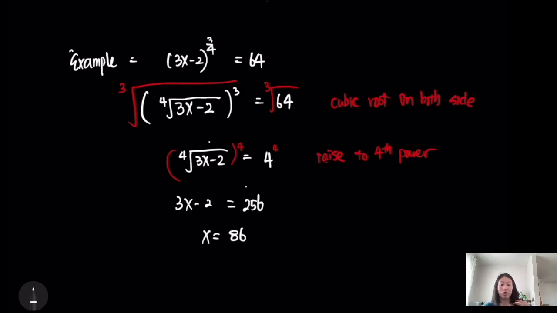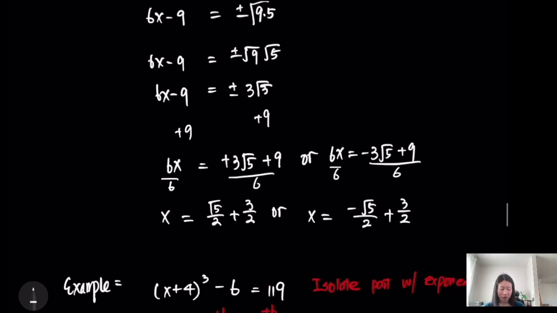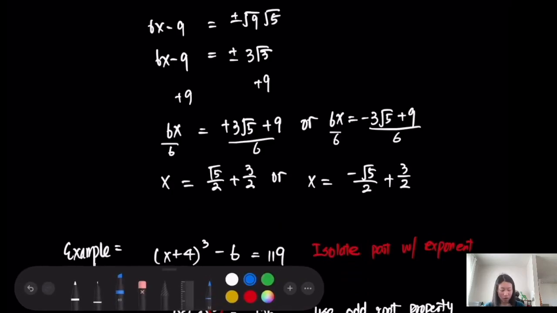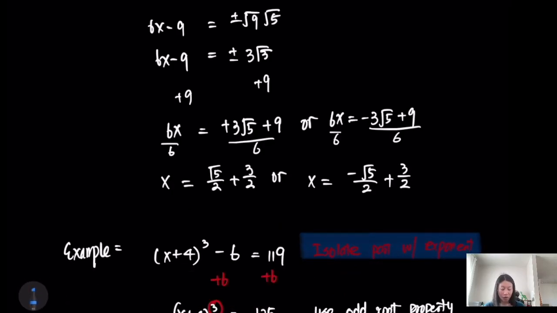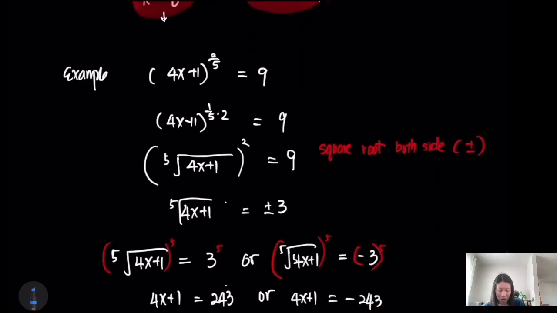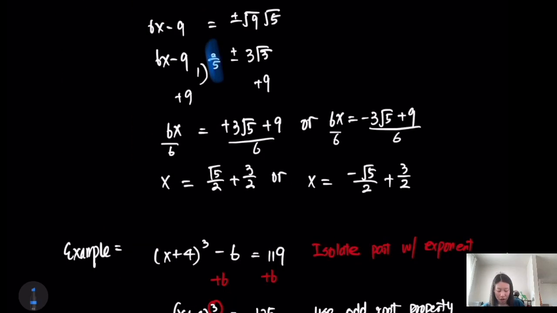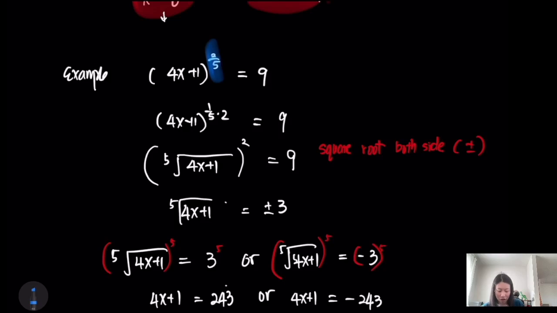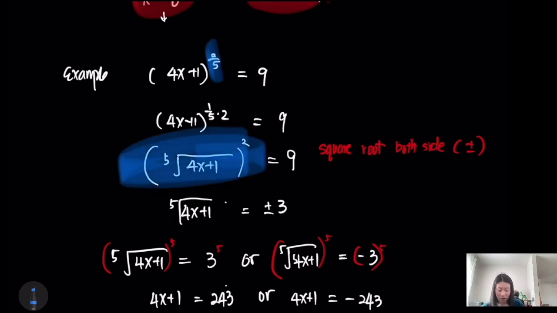Okay, so that's it for solving exponent equations. Two things. We always want to isolate the part with the exponent first. If you see something with a fraction, your goal is to rewrite the fraction into a radical expression, and then we can either take the root property or raise the power to get rid of the roots and the exponents.